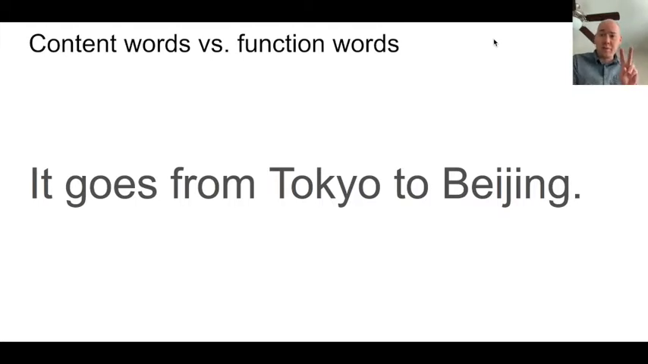So those two function words, from and to, they get reduced, or even Tokyo to Beijing. Okay, and that's a regular part of pronunciation in English for these kinds of words, the words that are more grammar than meaning. Okay.